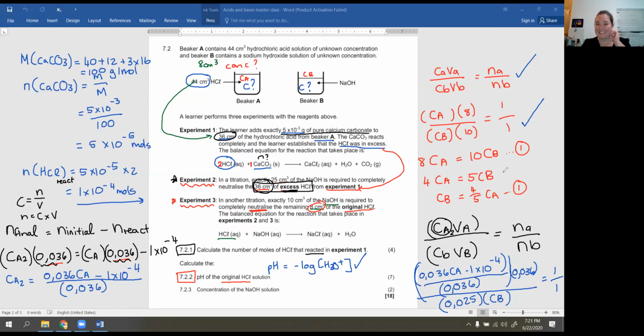From here, what we then went and did was a simultaneous equation. We've got a CB on its own and a CB on its own, and we rearranged and we solved for the original concentration of acid.